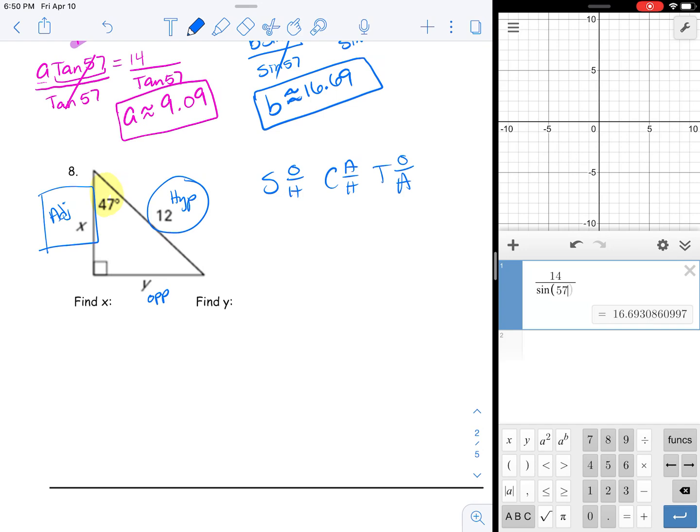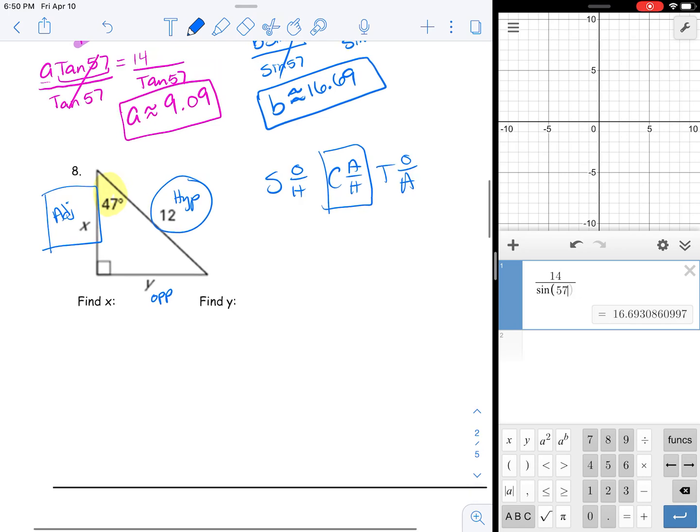And so I'm using the adjacent and the hypotenuse. So I've got to find the function with adjacent and hypotenuse, and that's the cosine function. So the cosine of our angle 47 is equal to the adjacent, which is x, over the hypotenuse of 12. Put that over 1, cross multiply, so we're going to have 12 times cosine 47. And then x times 1 is x, and then you pause and you think, is my variable alone? And it is, so now you're ready to go to the calculator.